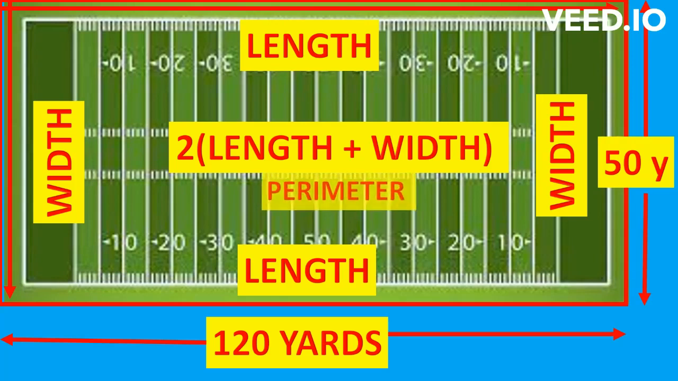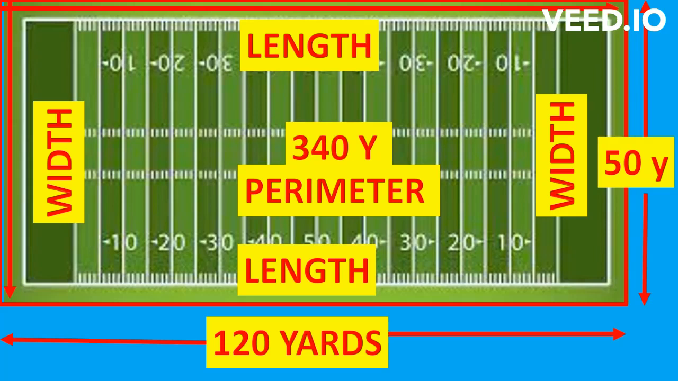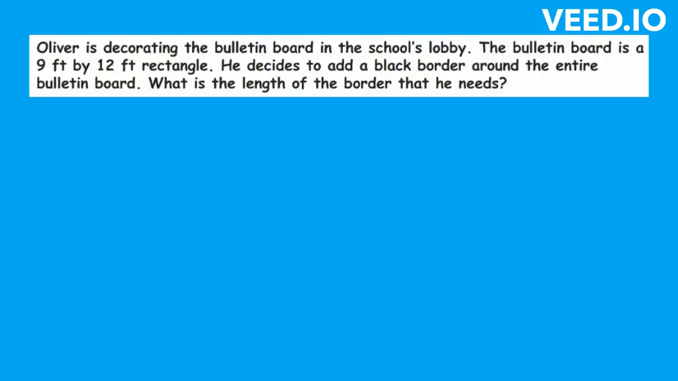In this case, it would be 2 times (120 plus 50). That comes to 340 yards. Observe the unit of measure is not square yards, it is yards because we are only adding the length and width. We are not multiplying length and width. Yards plus yards give us yards. Let's do these questions together in the classroom.